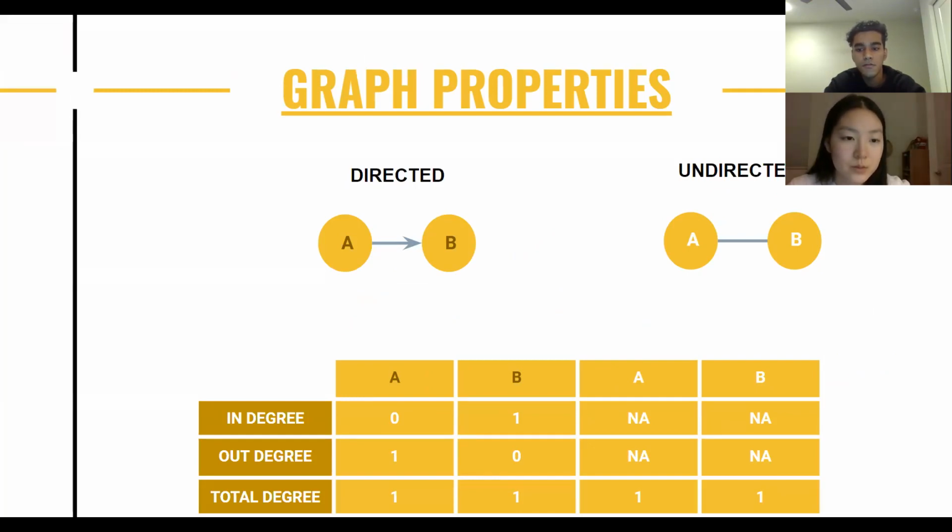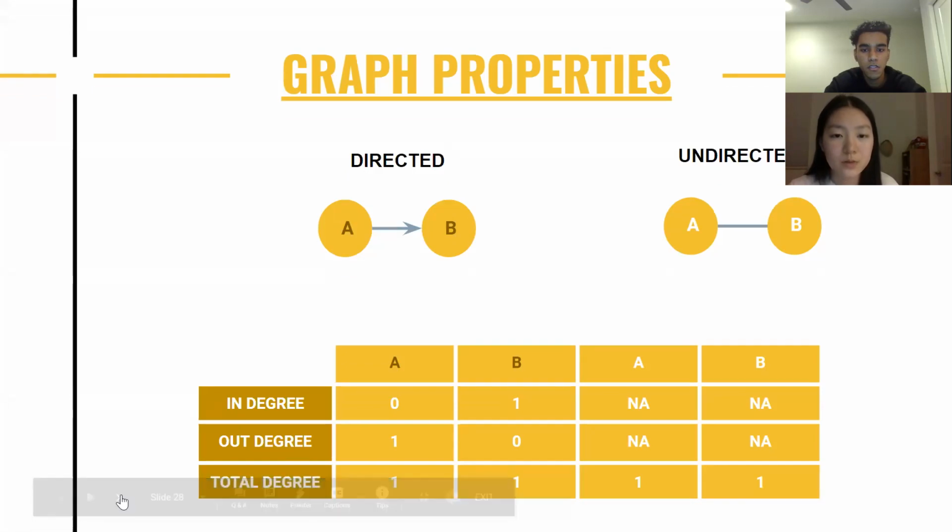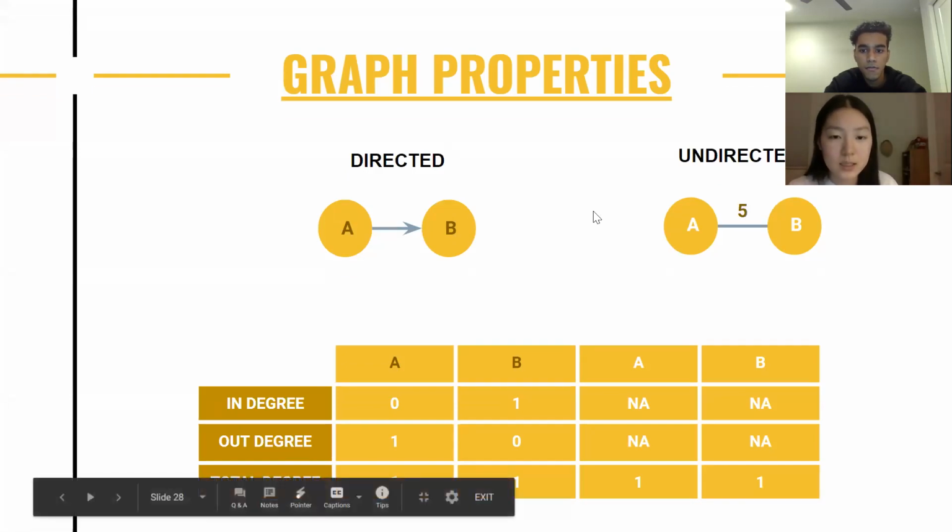So there's that. And for both types of graphs, the edges can have weights. So this is useful for when you're measuring the distance between cities and stuff like that. And in the table below, we see the degrees.